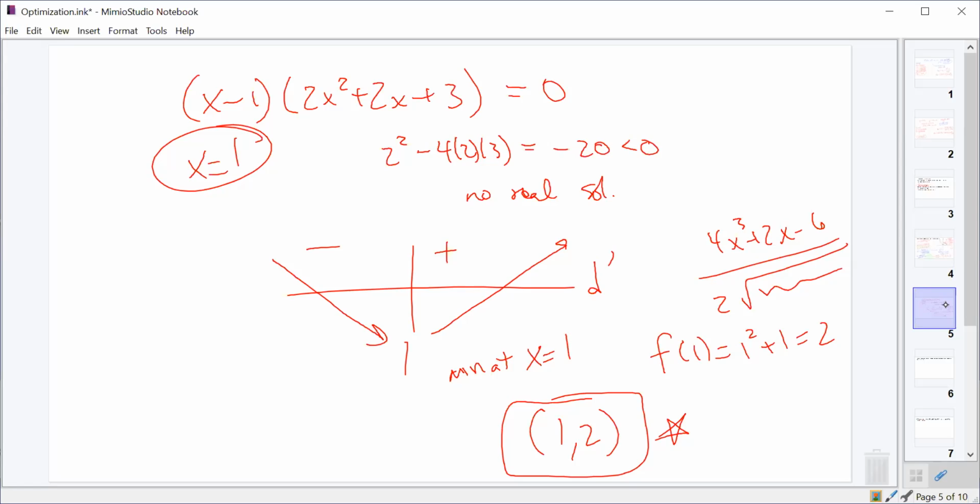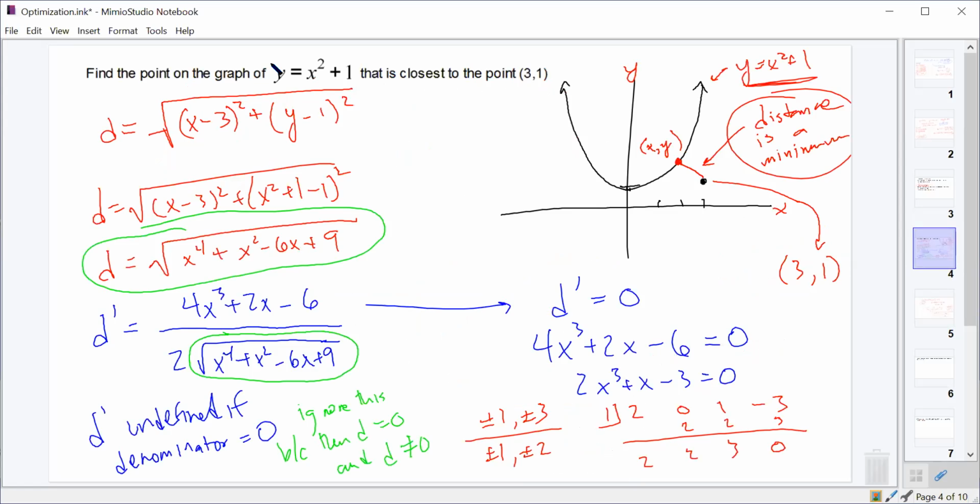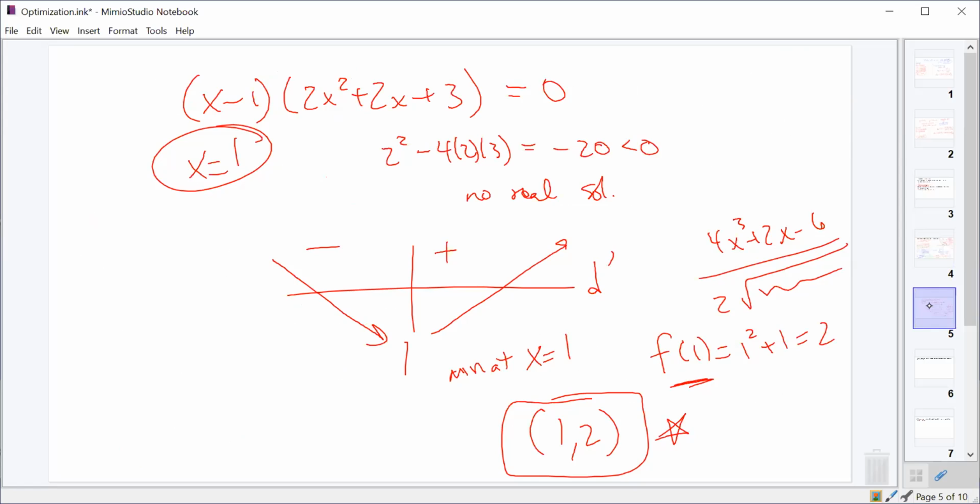So we found that there's a minimum at x equals 1, and so we use that minimum at x equals 1 with the original equation to get the point (1, 2). Correct. Yeah, that's what we got, f of 1. But yeah, back here with y of 1 or f of 1, there's our function. 1 squared plus 1 gave us 2. So (1, 2). Good or no?